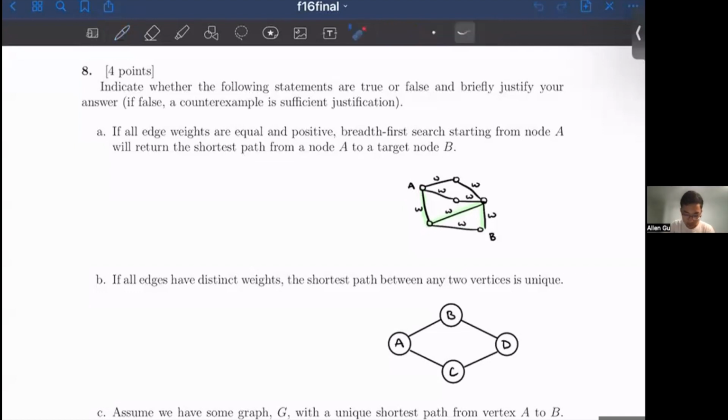Starting with part A, our statement is: if all edge weights are equal and positive, breadth first search starting from node A will return the shortest path from node A to a target node B. Let's really quickly take a look at an example. Let's say that this right here is our graph, and all of the edge weights are some equal and positive edge weight W. So in this case, how can we represent any path length from A to B?